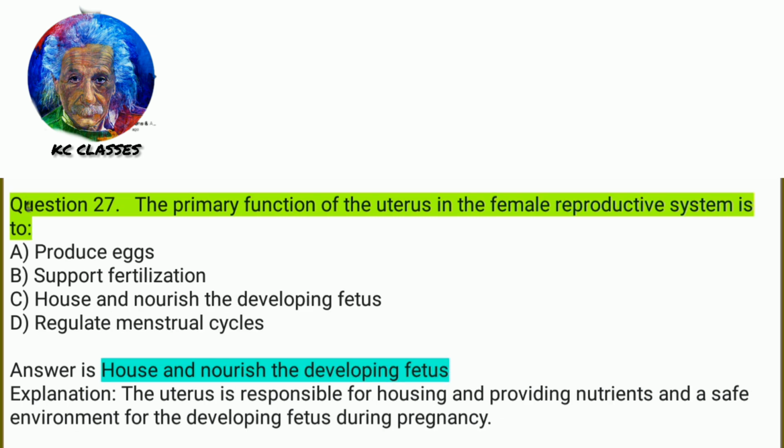Question 27: The primary function of the uterus in the female reproductive system is to A. Produce eggs. B. Support fertilization. C. House and nourish the developing fetus. D. Regulate menstrual cycles. Answer is house and nourish the developing fetus. Explanation: the uterus is responsible for housing and providing nutrients and a safe environment for the developing fetus during pregnancy.